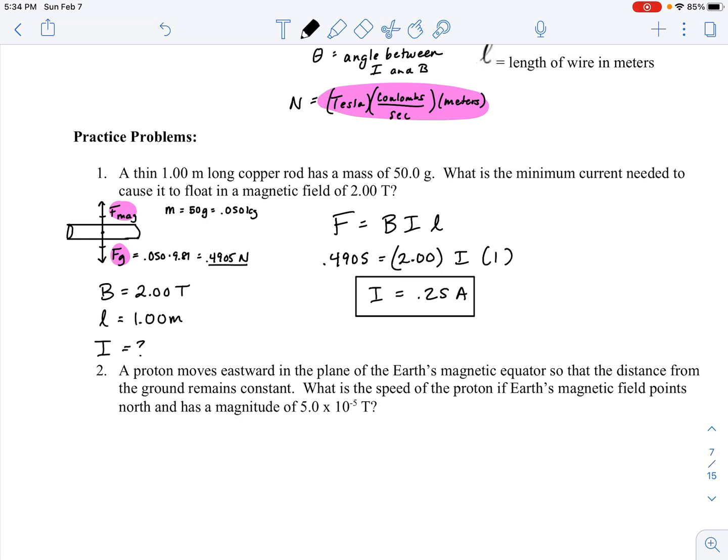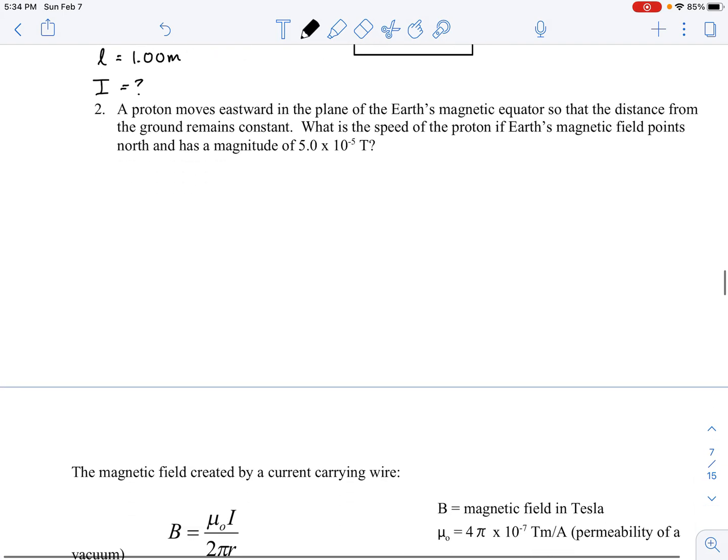A proton moves eastward in the plane of the Earth's magnetic equator so that the distance from the ground remains constant. What is the speed of the proton if the Earth's magnetic field points north and has a magnitude of 5 times 10 to the negative 5th Tesla? Okay, so just a reminder, let's think about the Earth for a second.